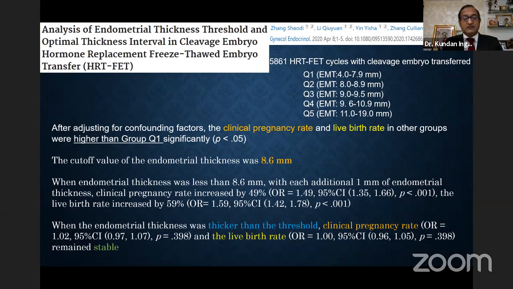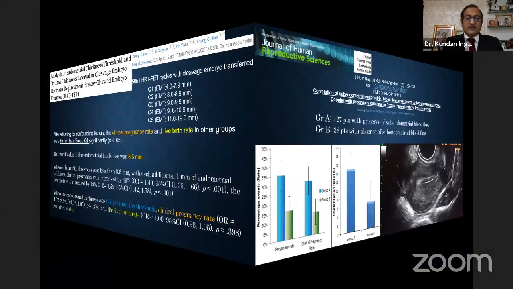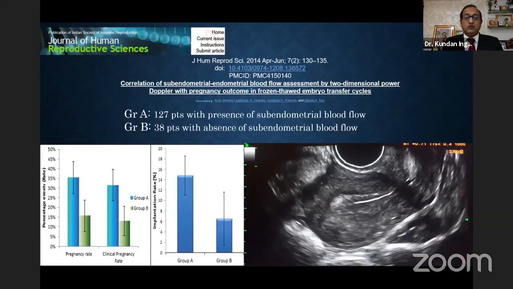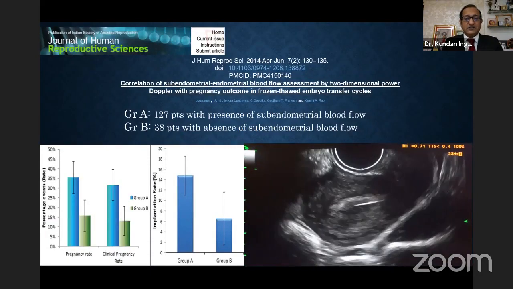This means that even when the thickness was beyond 8.6, even beyond 11 millimeter, almost till 19 millimeter, there was no significant decrease in the clinical pregnancy rate or live birth rate, even if the endometrium is beyond 14-15 millimeter. So on this particular controversial discussion, we can think that we don't need to abandon the cycle.